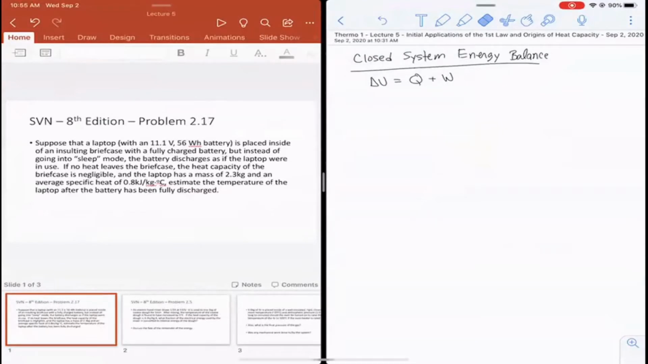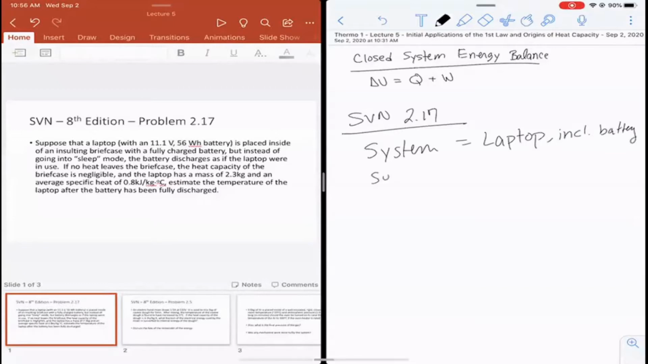So in this particular problem, what is the system? Everything inside the case? Yeah, that's right. So it's really our laptop, right? Including the battery. And what's the surroundings? The air in the suitcase. All right, so we have the air in the suitcase. Anybody else? The suitcase itself? All right, so we have the suitcase itself. Anybody else? Everything else that's not the laptop. Yeah, everything that's not the laptop, right? Everything. So you could say that that's the case.